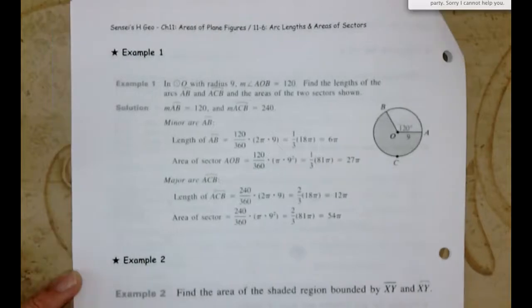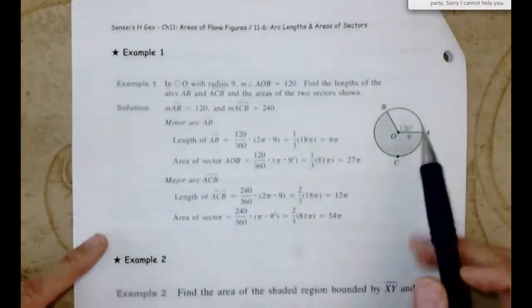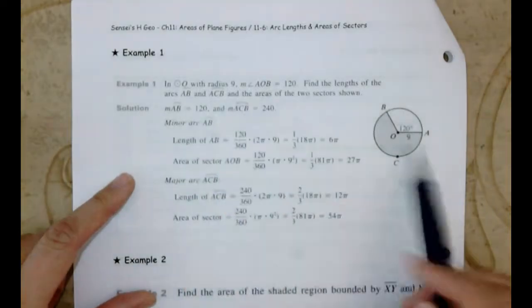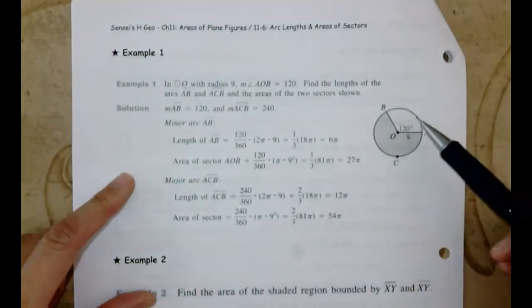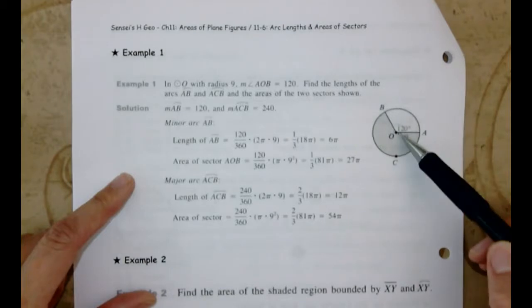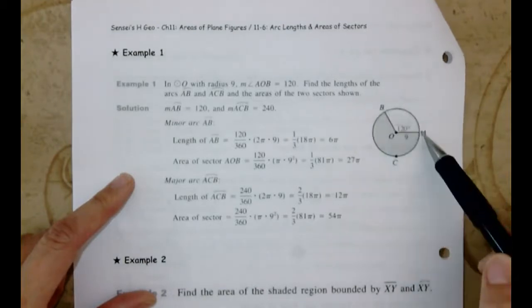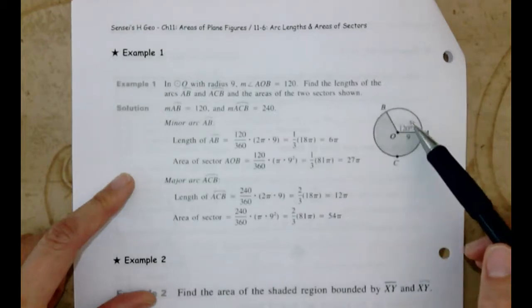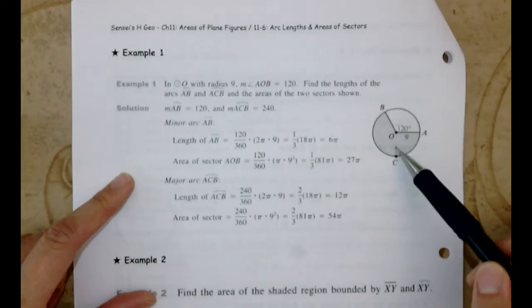Okay, let's go over this example quickly. In a circle of radius 9, the measure of arc AOB is 120. Find the length of arcs AB and ACB and the area of the two sectors shown, this area and this area.